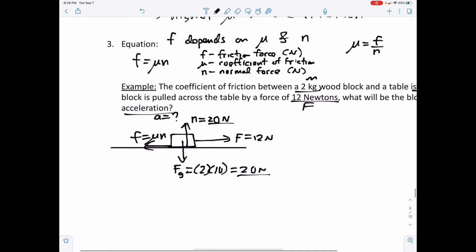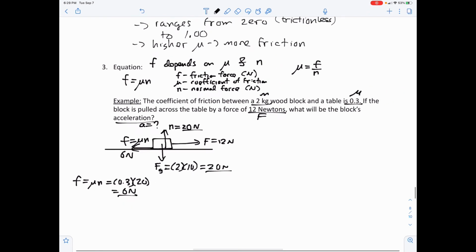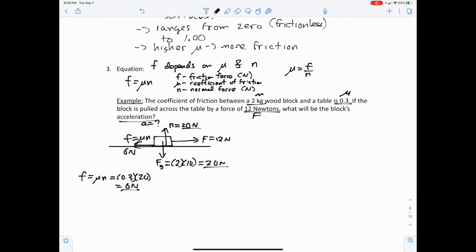Well, how about this? Off to the side, let's calculate the friction force. We're going to need it. Mu was 0.3 and normal force was 20. Well, 0.3 times 20 is 6 newtons. So we have a 6 Newton normal force going to the left. 6 Newton friction force, going to the left.